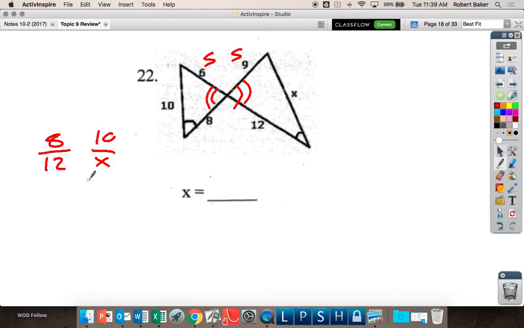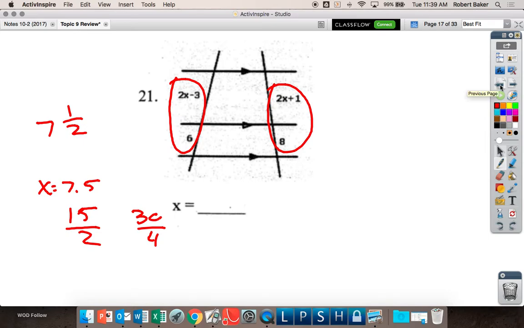Number 21, I got 2 over 15. Oh, I was looking at this 21. 2 over 15. Did you check your work? Did it work? Yeah. 2 times 2 over 15.